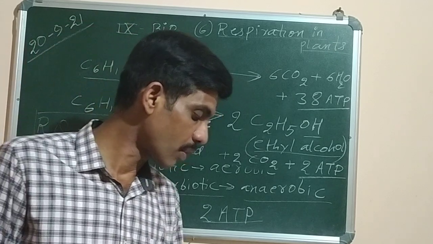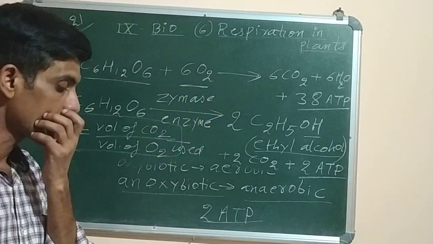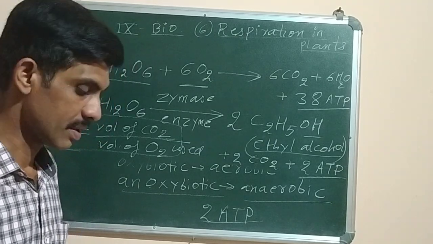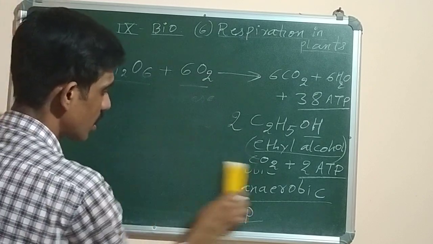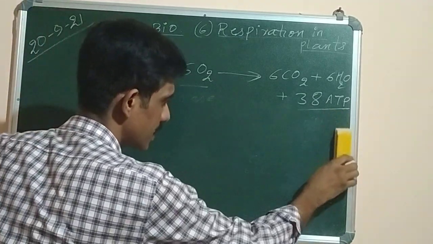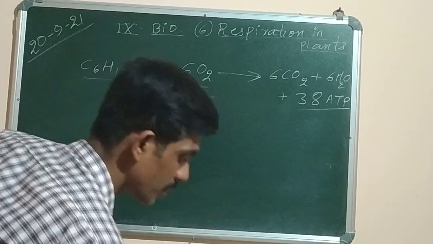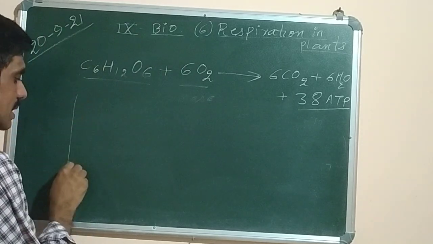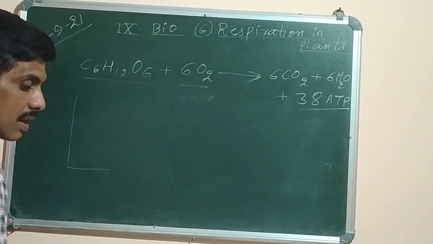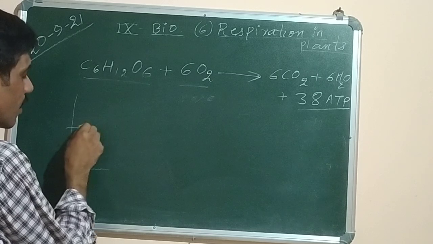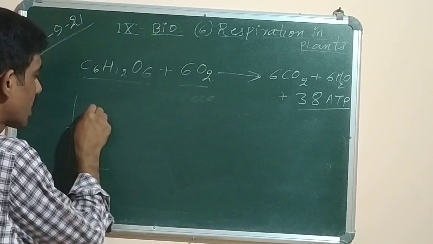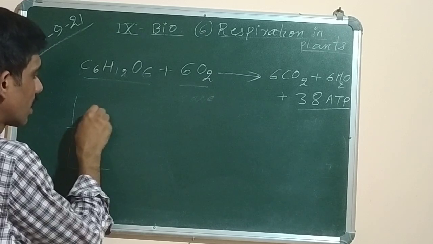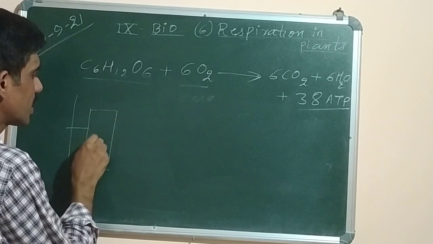Now there is the fourth experiment, that is to show anaerobic respiration. I will just show you with the help of a diagram. The diagram is already there in the book also. It's a very simple experiment. What we have to do is, we have to take a stand, and then with the help of a clamp, we have to take an inverted funnel or a cylinder which is filled with mercury.